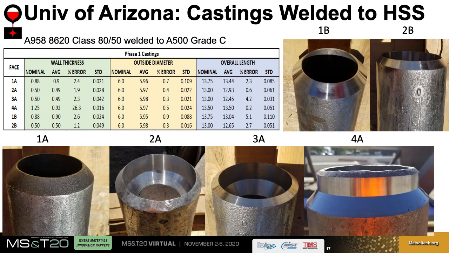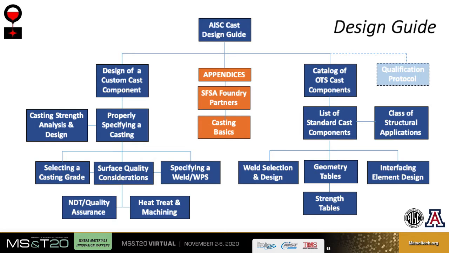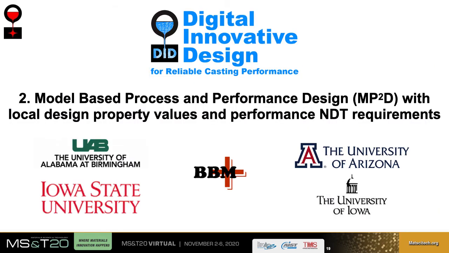So we're welding both ends of the casting to HSS, and we're testing several weld joint details, and we're going to test as-cast versus machined surfaces. Our end goal is to develop a design guide for steel castings that the building construction community can use. Providing a design guide like this would make the use of steel castings as structural components more straightforward and less cumbersome. Now to our second design objective, which is the model-based process and performance design.